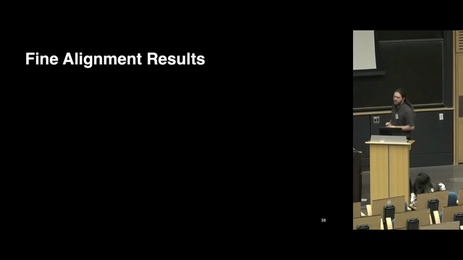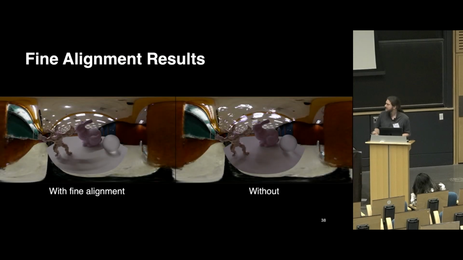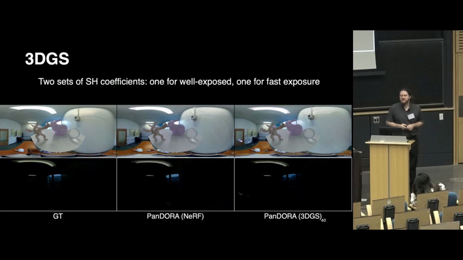We also performed a quick experiment to showcase the impact of the fine alignment. If we do the fine alignment, you can see that all the lights, especially the ones that are further away, are much more aligned, much more precise than if we do not do the fine alignment that I just mentioned to you. Another thing that we did is experiment with Gaussian splats.